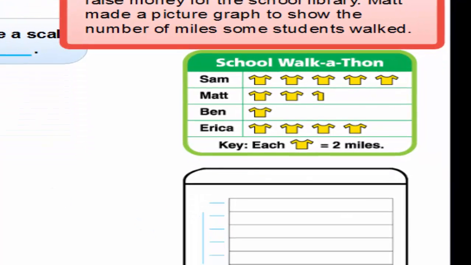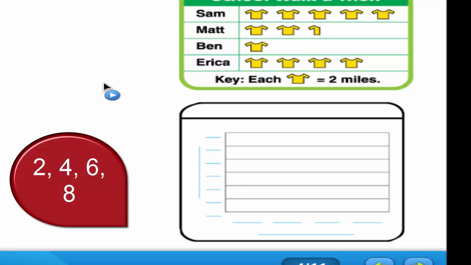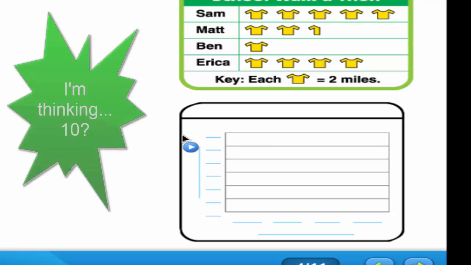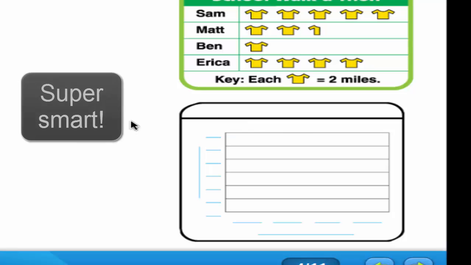All right, now we need to make a bar graph of Matt's data. What should we use as our scale? Yeah, we should count by 2s because most of these are evens. And we should start at 0. How far do we need to go to show our bars? That's right, probably 10 or 12, depending on how many lines we have for our bar graph. You guys are super smart.